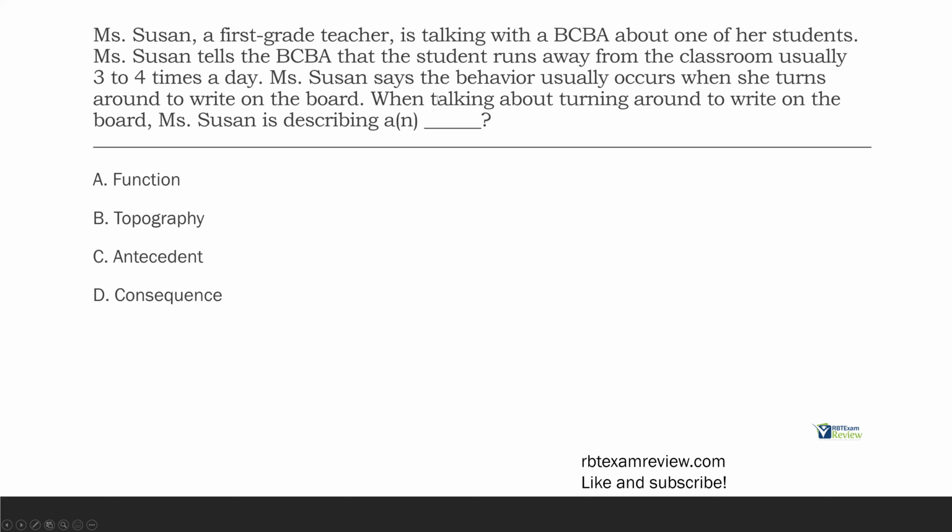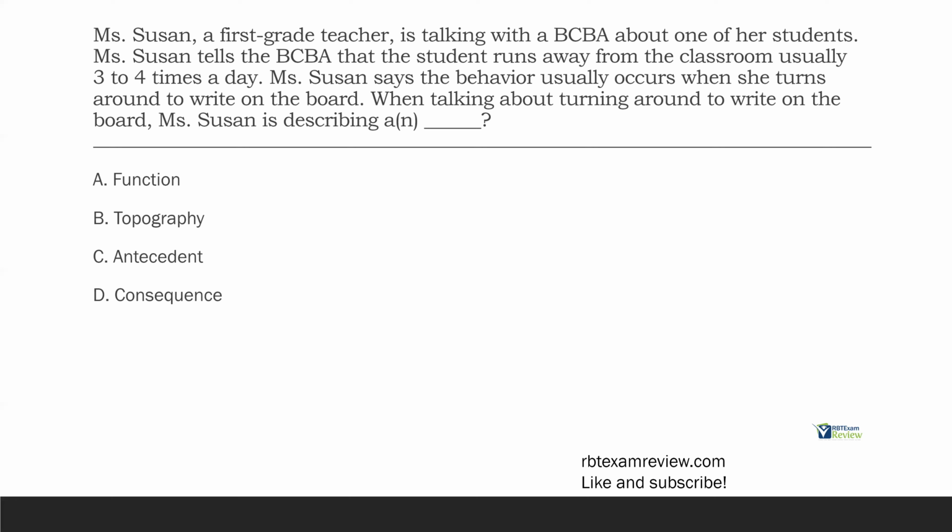Well, if we look before that, Miss Susan says the student runs away from the classroom, and she says the behavior usually occurs when she turns around to write on the board. So is Miss Susan's behavior happening before or after the student running away? What's happening before? And what comes before a behavior? An antecedent. Miss Susan is most likely describing an antecedent to the behavior when talking about turning around to write on the board.